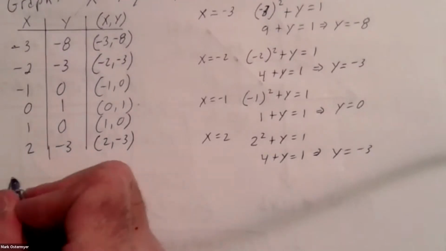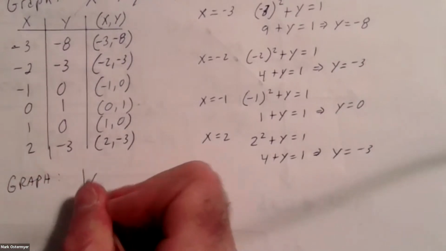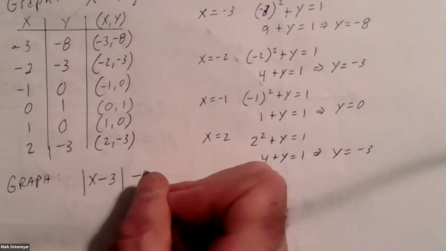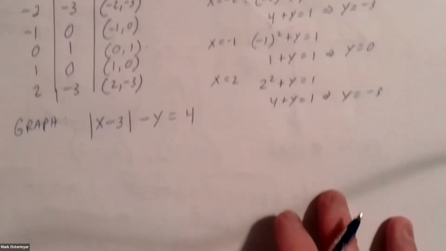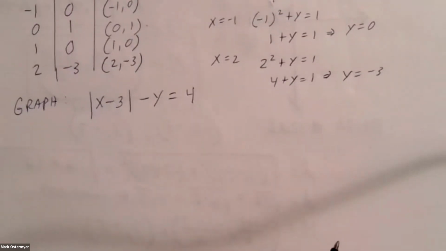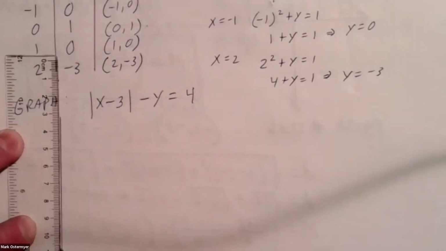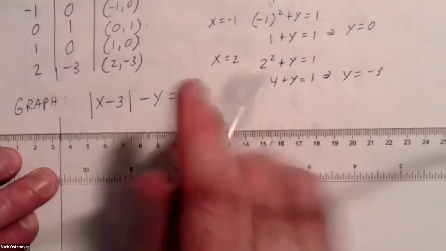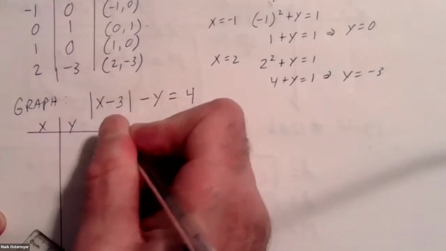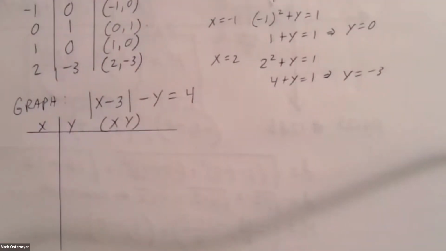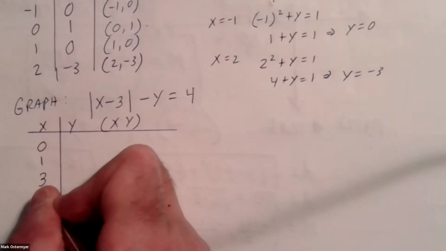Let's try to graph this relationship here between X and Y. The absolute value of X minus 3 minus Y equals 4. We're going to try to graph this equation in X and Y. It is an absolute value relationship between X and Y. We can use the table method again. We can generate some ordered pair solutions. I'm going to choose these values here, 0, 1, 3, 4, 6.